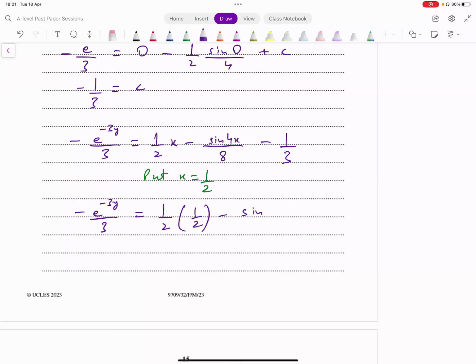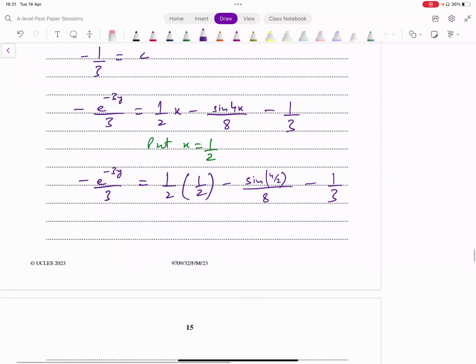On the right side, we get 1 over 2 into 1 over 2 minus sine of 4x. That means 4 into 1 over 2, what will that become? 4 over 2, right? So sine of 2 essentially, divided by 8 minus 1 over 3. Okay. Now let's simplify this and see what we get. On the left side we have minus e raised to power minus 3y divided by 3. This becomes 1 over 4 on the right side minus sine of 2 over 8 minus 1 over 3.